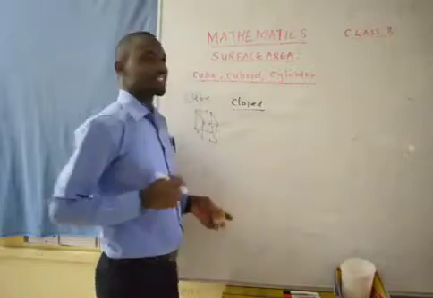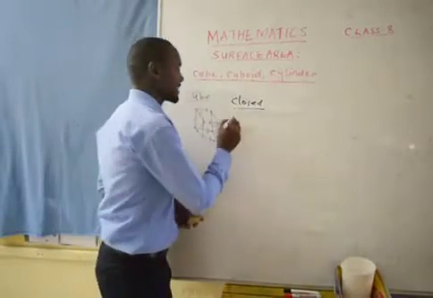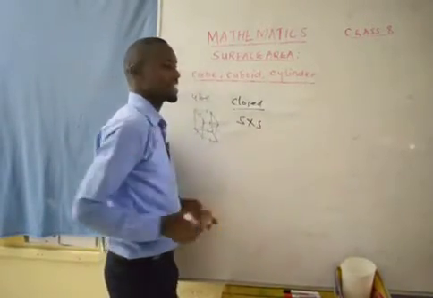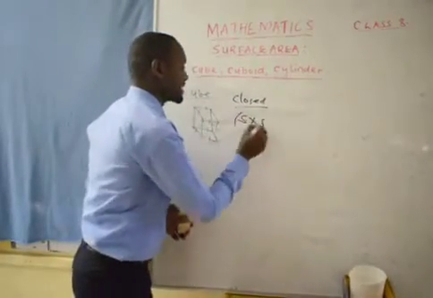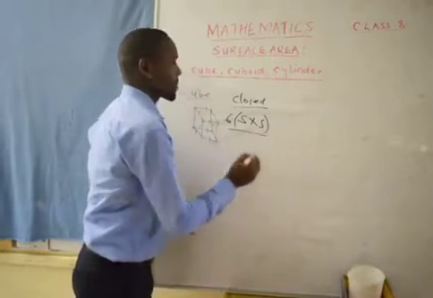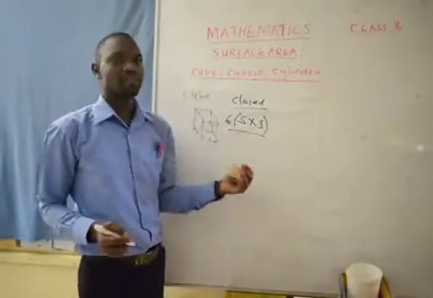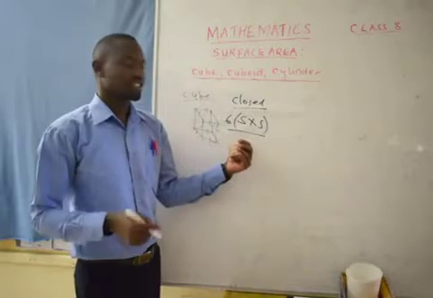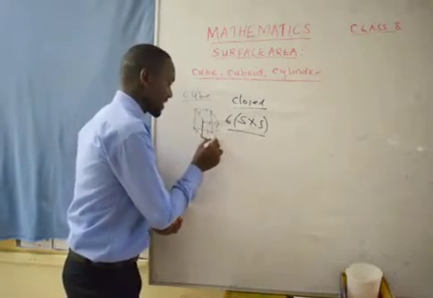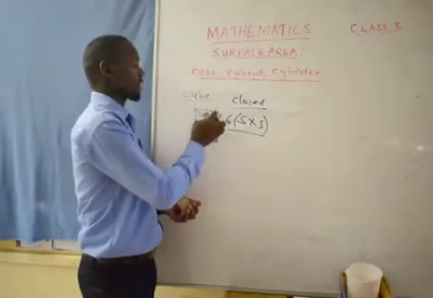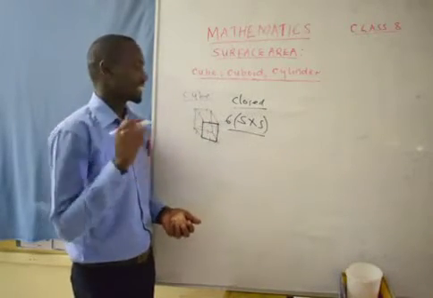The area of a square is given by side times side. So we get the area of one face, which is a square, then we multiply by 6. That is the formula for getting the surface area of a closed cube. Get the area of one square, that is one face, then multiply by 6 because it has 6 faces.